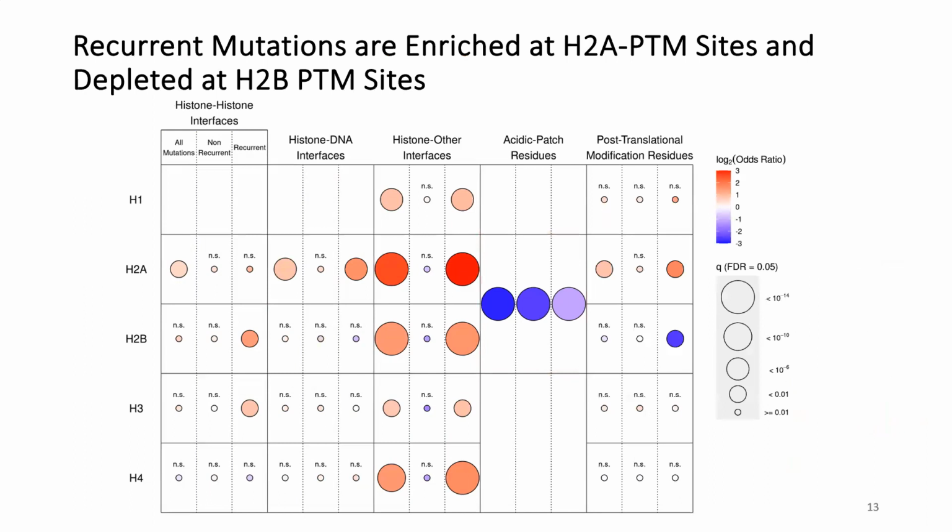Additionally, we also want to determine where histone missense mutations associate with respect to post-translational modification sites, because previous results have shown that histone missense mutations also like to drive cancer development through perturbing post-translational modification signaling. And what we found here was that both recurrent and all mutations in general tend to be enriched at H2A post-translational modification sites. But interestingly, we found a depletion of recurrent mutations at H2A post-translational modification sites instead.